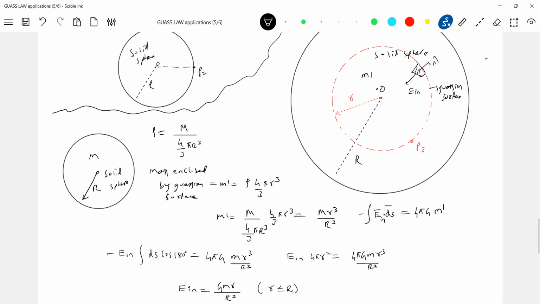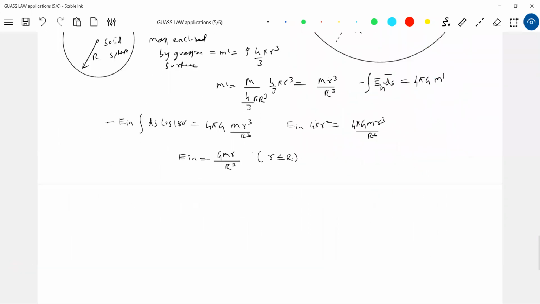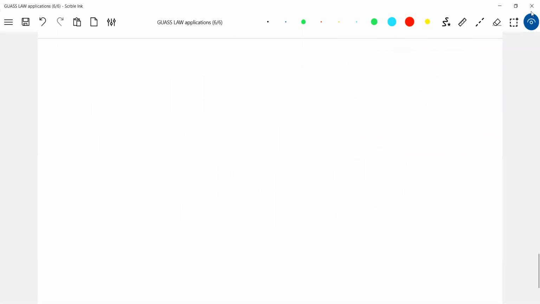I think I have to justify this one: the field due to the region which lies outside, why it will not contribute here, how it has become zero. I'll give a simple mathematical expression. Just geometry. High school geometry is what I'll take help of. Your high school geometry is so important, to be frank.